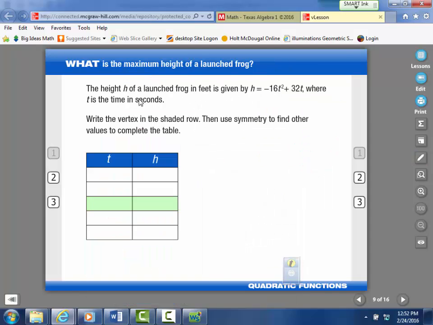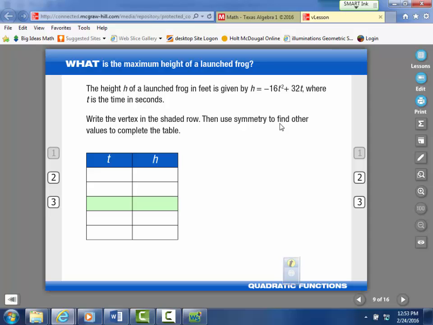Okay, so we have the height h of a launched frog, from the beginning of our little activity here. And it can be modeled by this equation, and t stands for our time in seconds. So we want to write the vertex in our shaded row. So where's the vertex going to be located? Well, that may require us to do a little more work. Okay, and then once we know where the vertex is, we can use symmetry to find the other values to complete the table.